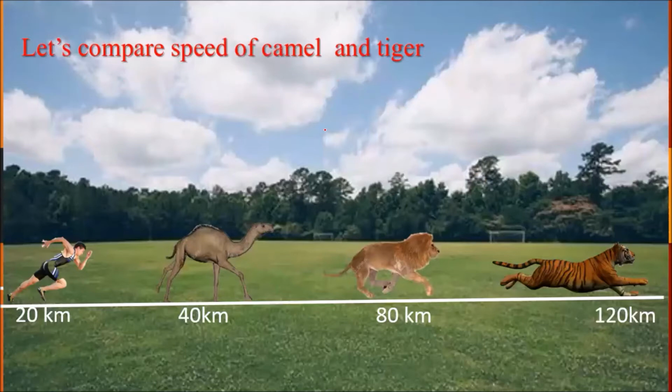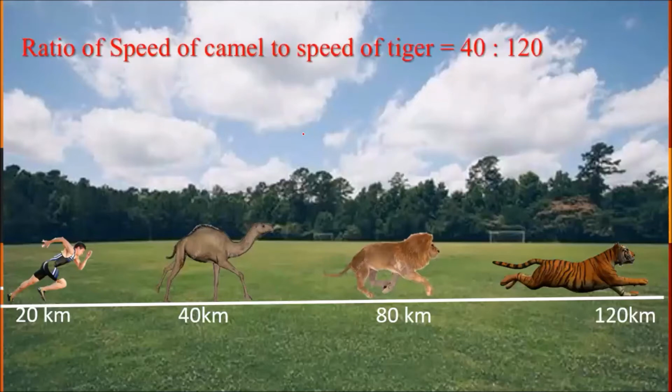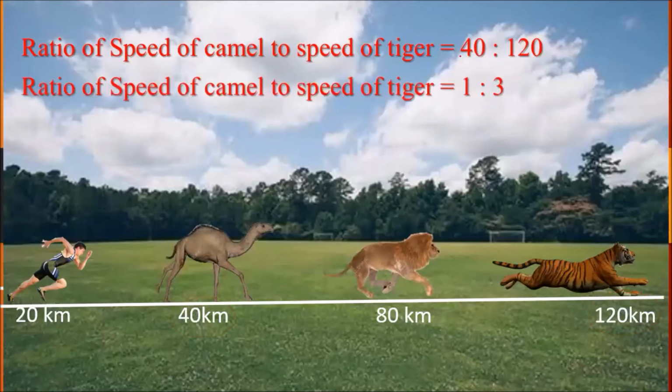Let us compare the speed of camel and tiger. Now I hope you can do it yourself. Ratio of speed of camel to tiger is 40:120. Camel has covered 40 and this is your 120. It will be 40:120. So we will write it in the simplest form: 40 one time, 40 three times. So the ratio of speed of camel to speed of tiger is 1:3.